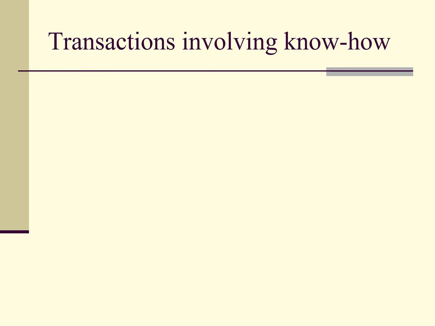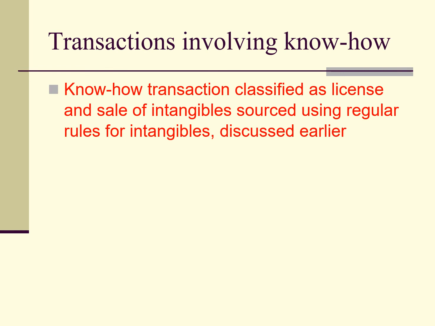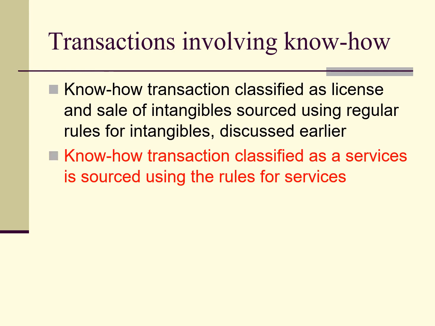Let's talk about transactions involving know-how. A transaction involving know-how may be classified as a sale or license of an intangible. If classified as a sale or license of an intangible, then sourcing is based on the rules for intangibles discussed earlier. If there's a sale of a service involving know-how, then the sourcing rules for services apply.